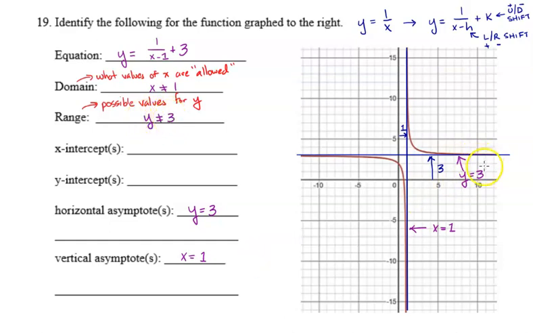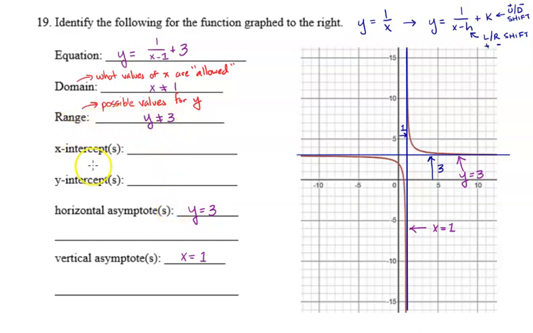Because we have a horizontal asymptote at y equals 3, our graph never hits y equals 3. It can get really close. It can get infinitely close to y equals 3 from above it and from below 3, but it can never hit y equals 3. So we call the range y does not equal 3.